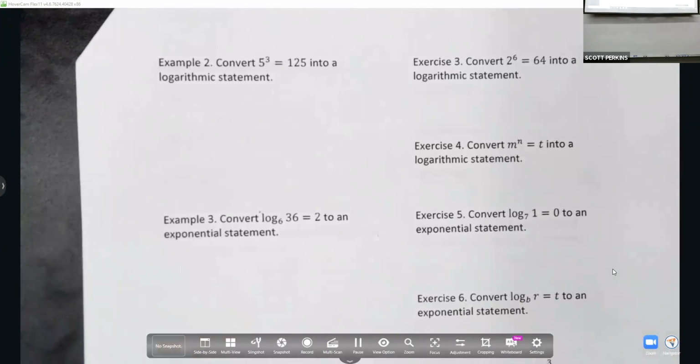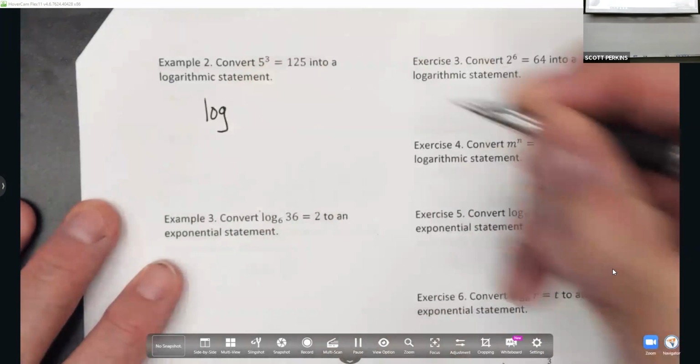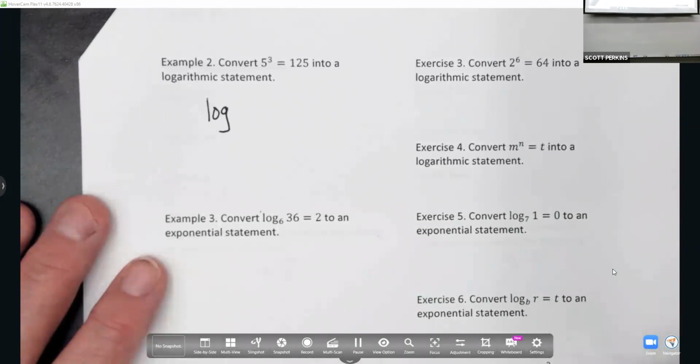So in example 2, I'm going to do one example. I've got 2 for you. We are taking a statement that is true. You see in example 2, 5 to the third is 125. I don't think any of us would disagree with that. And all we're going to do is convert this to a logarithmic statement. We're practicing the definition. That is it. So here goes. Log. What's the base of my logarithm?